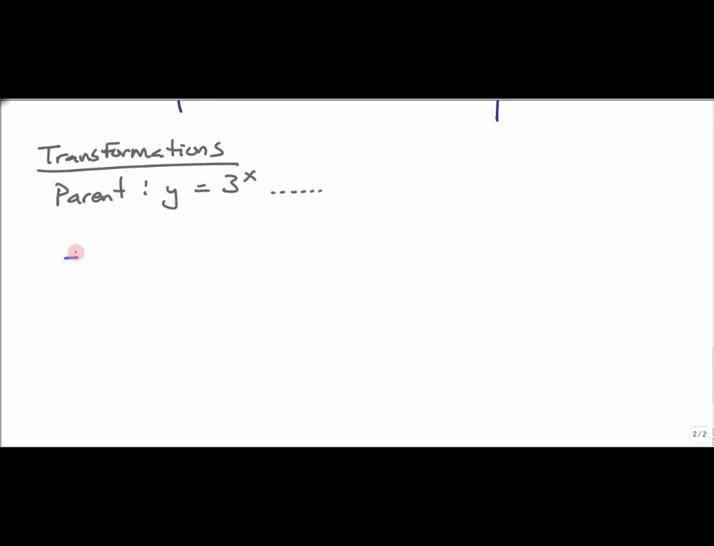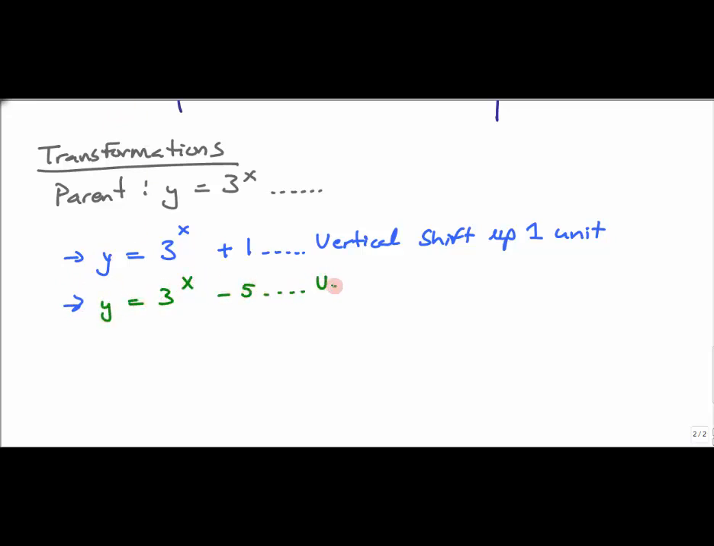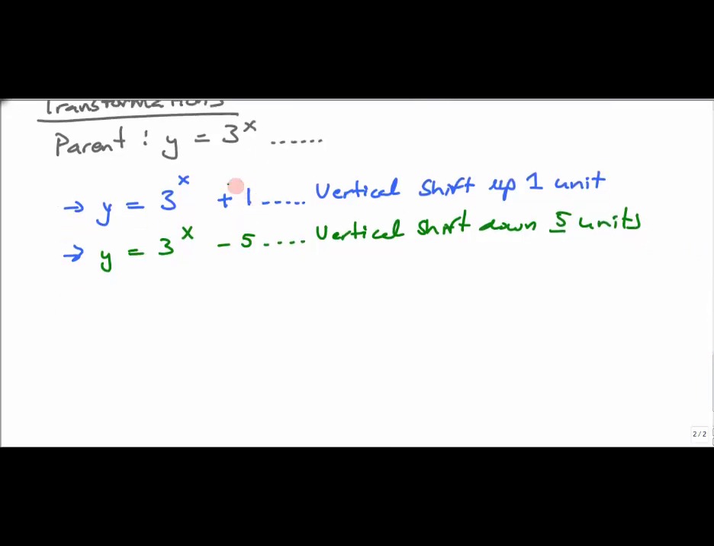But from this parent graph, we could have something like y equals 3 to the x, and then outside of the x, in the base again, we could have a plus 1. This is a vertical shift up 1 unit. Now we could also have something like y equals 3 to the x minus 5. This would be a vertical shift down 1 unit, or sorry, down 5 units. Okay, so this works just like my other ones. If it's on the outside of the original function, it's a vertical movement.